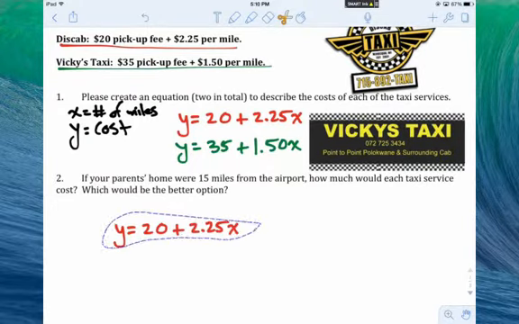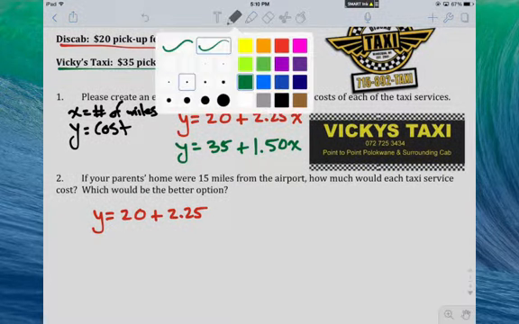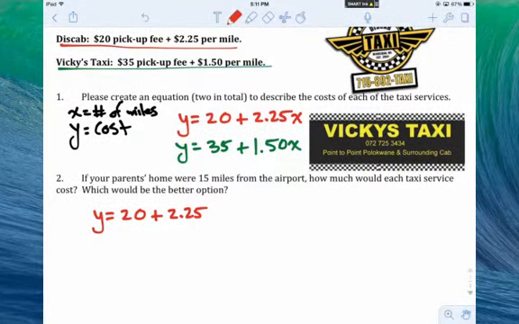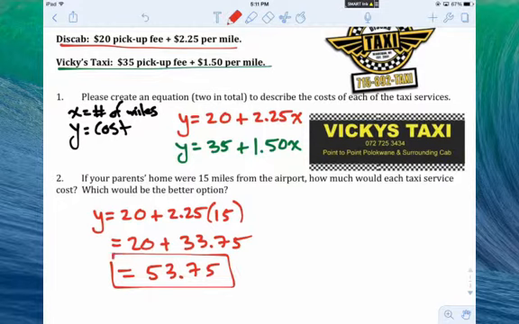So for Discab, we are going to figure out how much it costs for that 15-mile ride. Well, $20 for the pickup fee, $2.25 for each of those 15 miles. I'm going to use a calculator to figure this out. And we find that the total cost is $20 for the pickup, plus the mileage costs $33.75. So the total cost is $53.75 if you were going to take Discab to your parents' home if it's 15 miles away.